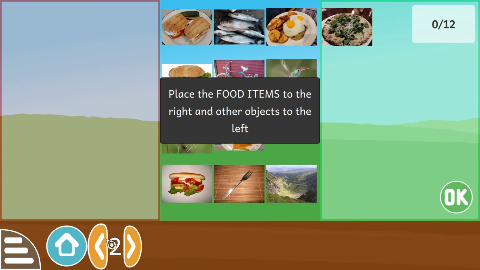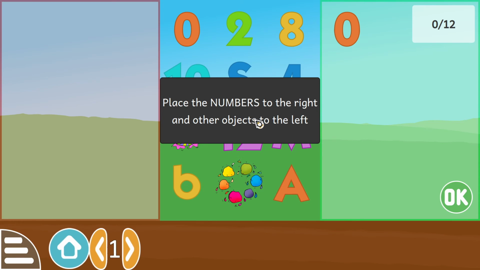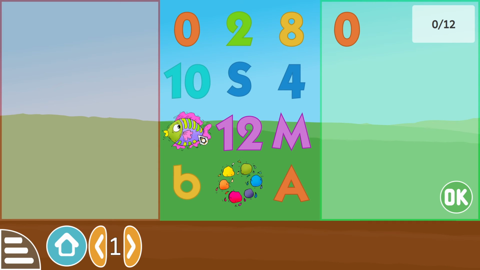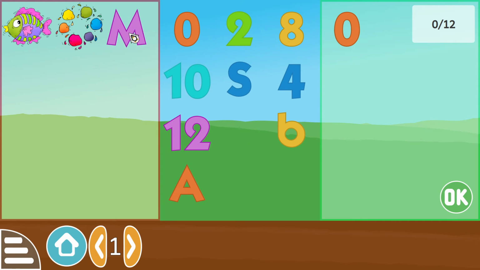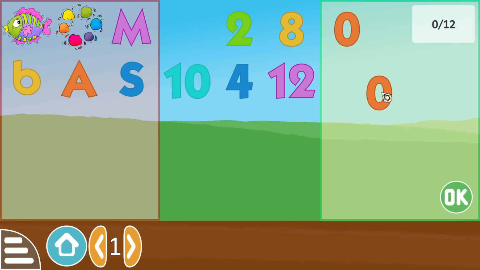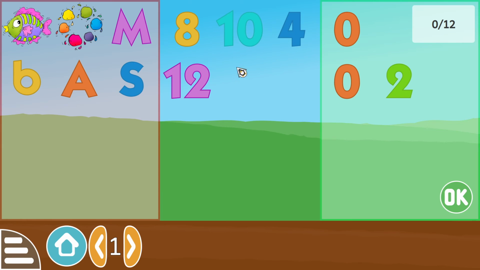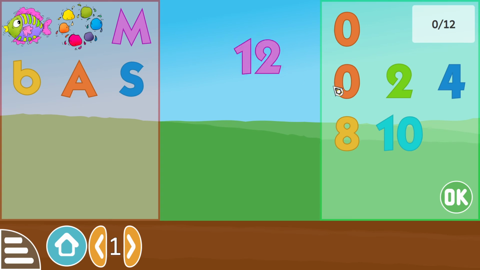And we're back through. So I think I might have wrapped around one time too many. So placing the numbers to the right and any other object to the left. So fish is definitely not a number. Neither are some painted color. Letter M is not. Lowercase b isn't. An uppercase A or an S. So the rest of them are 0, 2, 4, 8, 10, and 12.